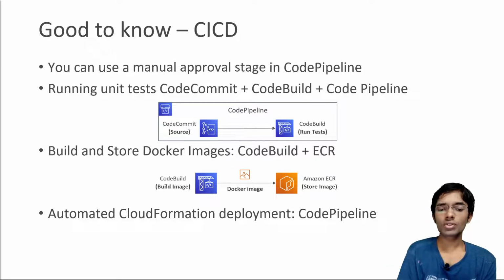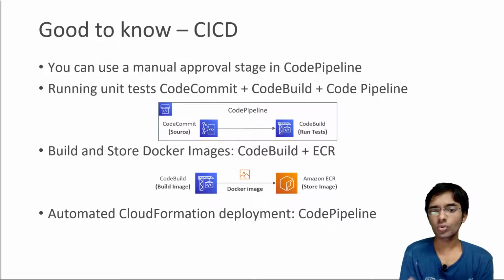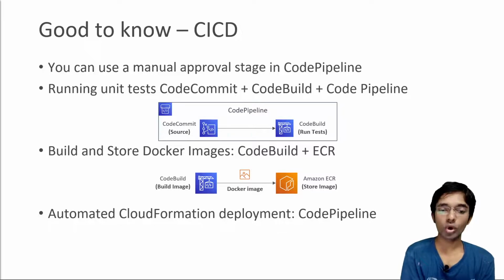Other good things to know about CI/CD is that you can use a manual approval stage in CodePipeline. You can run unit tests using CodeCommit, CodeBuild, and CodePipeline. So you create a code pipeline, you push code into CodeCommit, which is your source, and then on every push, your tests are going to run within CodeBuild. You can also build and store Docker images automatically using CodeBuild and ECR. So how will that work?